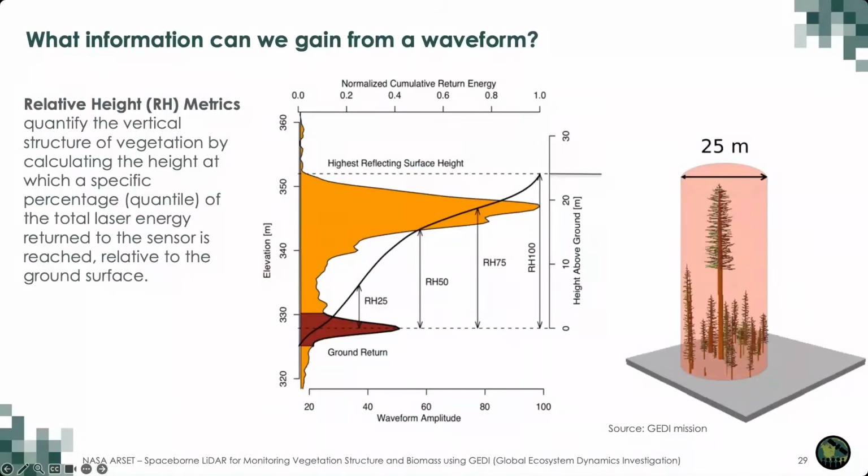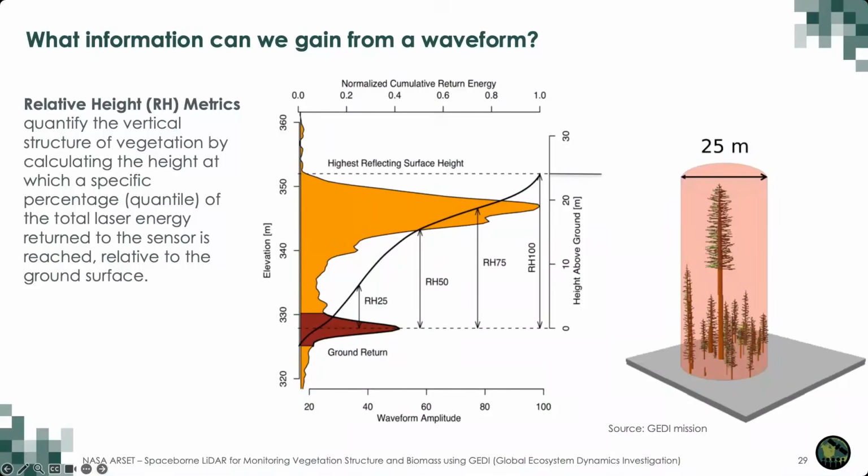This is a representation of a waveform, which contains information about both the vegetation canopy and the underlying topography. A near-infrared pulse, in the case of GEDI, is fired towards the surface of the Earth, where it is reflected by leaves and branches within a nominal 25-meter diameter footprint, which is shown on the right. The returned waveform, which is shown on the left, is processed to find ground topography, canopy height, and relative height metrics.